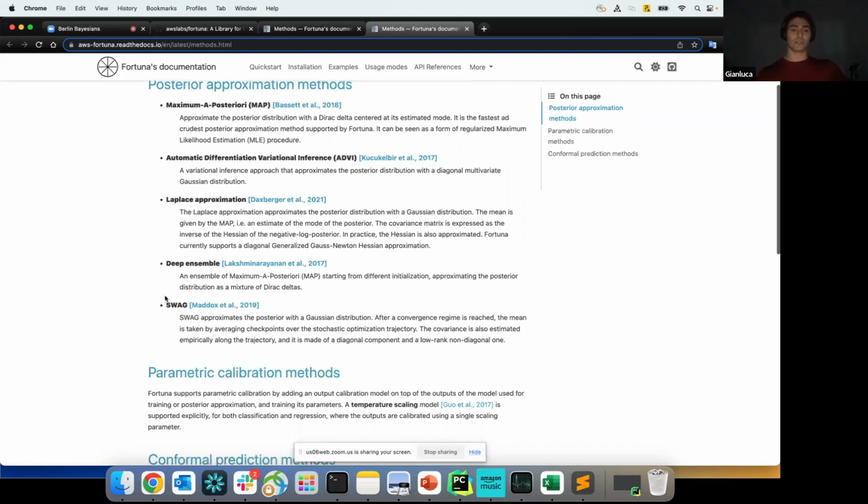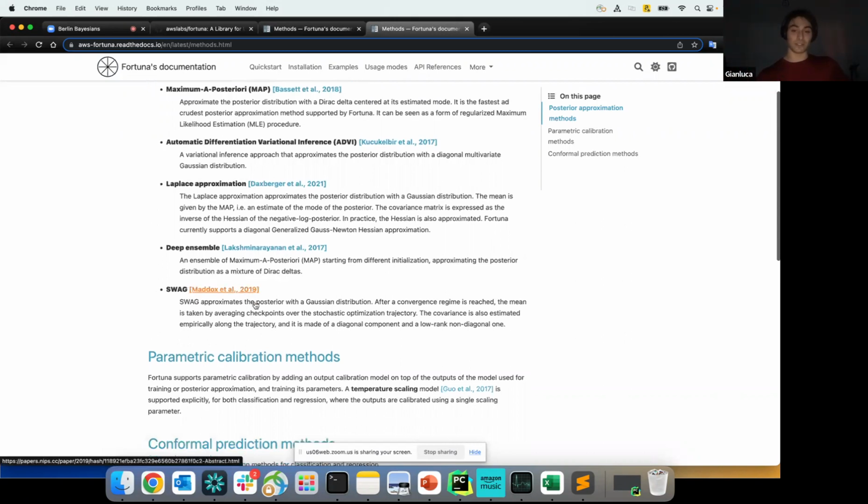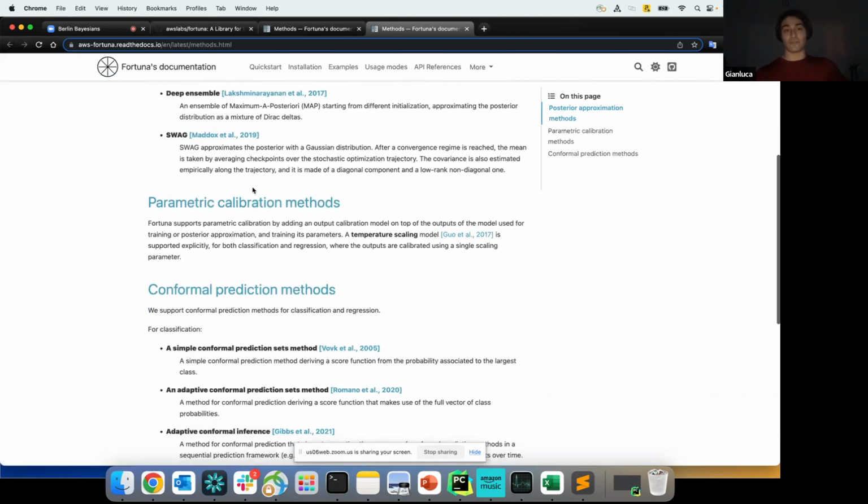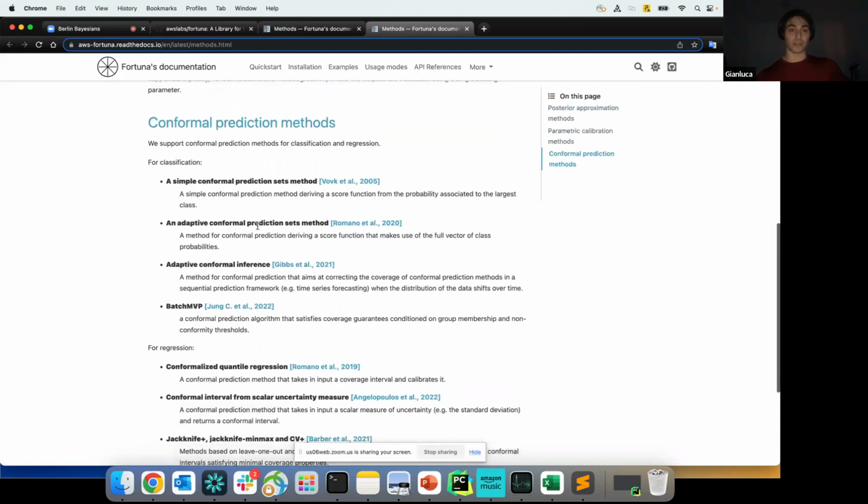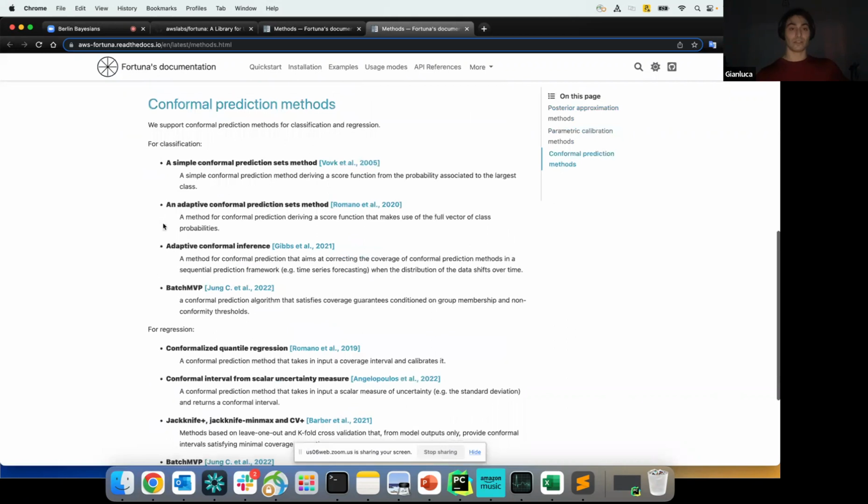And SWAG is also a method that is pretty simple and works pretty well. It's basically doing stochastic optimization, so imagining stochastic gradient descent, and using the checkpoints along the random trajectory to define a Gaussian approximation. If you average the checkpoints over the optimization trajectory, you will get the mean of the Gaussian, and then you can do some sort of low rank form of a covariance approximation as well. Then we have temperature scaling, but we don't have specific methods apart from temperature scaling. You could put whatever you want.